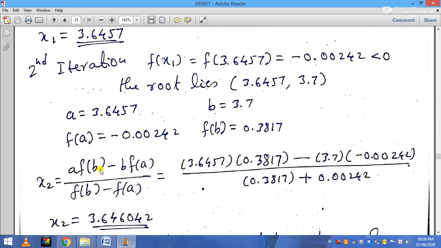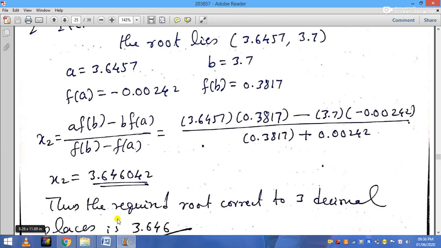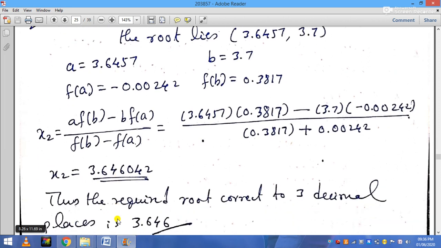Now compare with the first iteration answer. Here the first iteration answer is 3.6457, then the second iteration answer is 3.6460. Up to 3.64 the answer is the same. Here 5 is there, there 6 is there, so the difference is 0.001. So the first and second iterations are nearly the same.